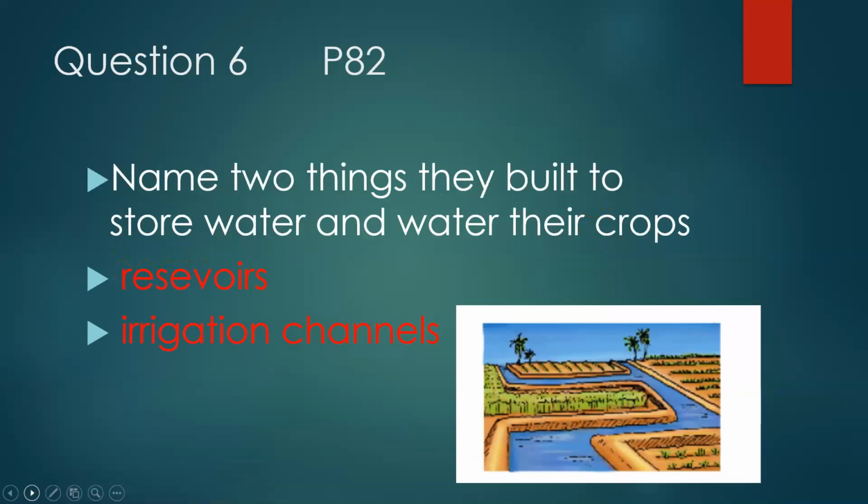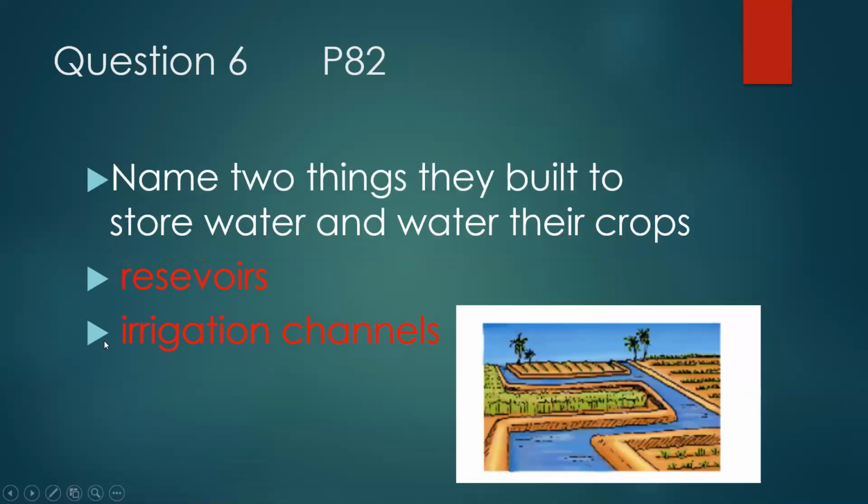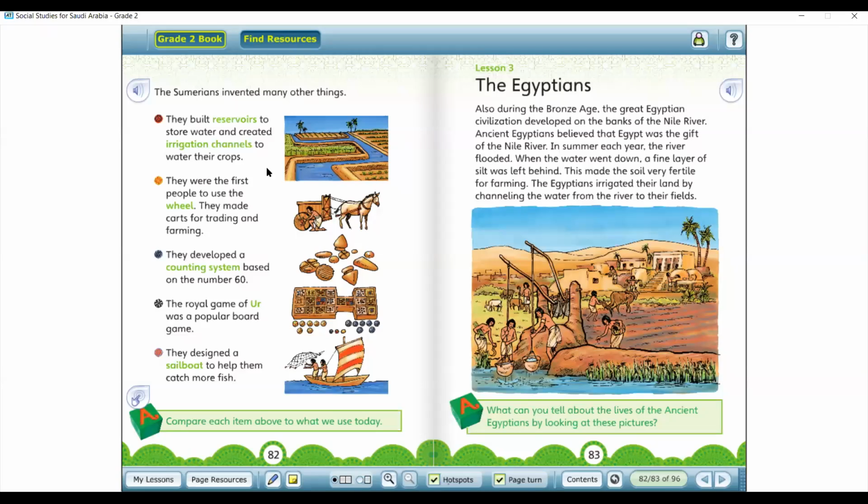With that said, going into the last question, question 6. Name 2 things they built to store water and water their crops. It's the reservoirs and irrigation channels that they built to make things much easier for them to cultivate their crops. And that we will also find on page 82 in our grade 2 social studies student books. They built reservoirs to store water and created irrigation channels, and those are the two things that we want there.